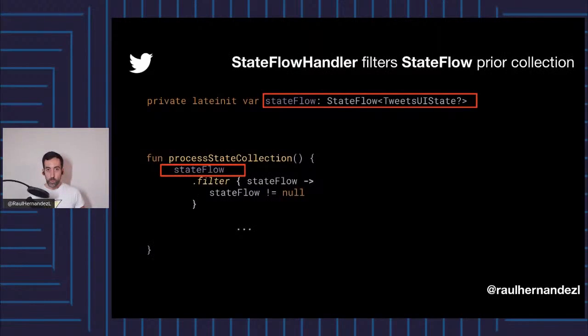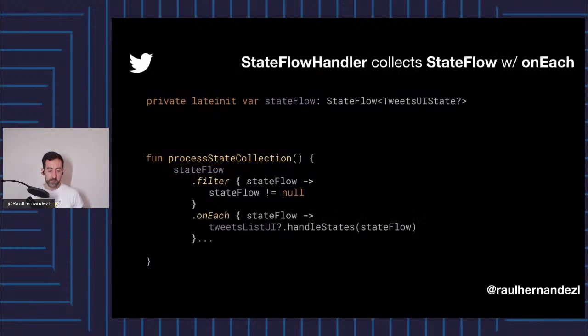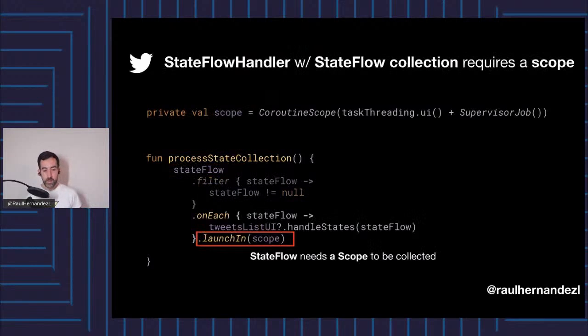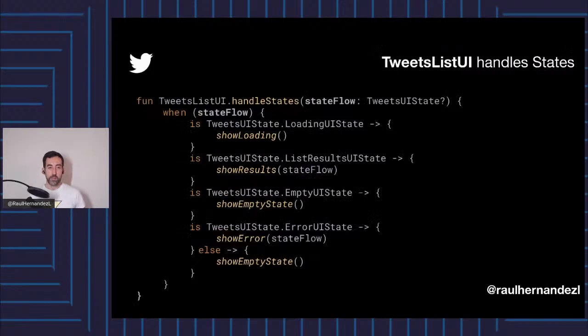Then, when we have this there, we need to collect it. So we're going to do a filtering because we have a nullable state here. We will have every single use case we will need. We are not actually going to need a filter, so that's something that we can improve in the future. I'll do onEach, and I will handle those states with the stateflow. I will make sure that the scope is there in the launchIn, and with that we have this collected. But let's see what we have in handleStates.